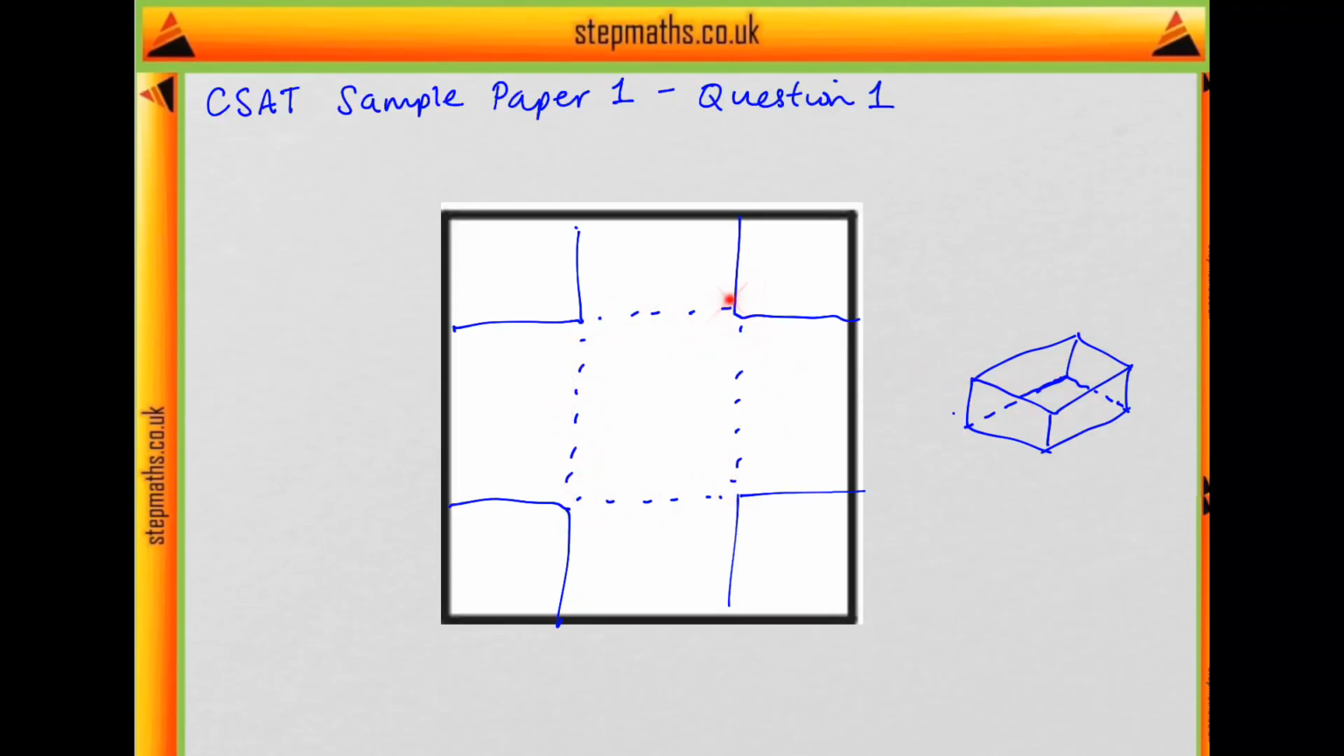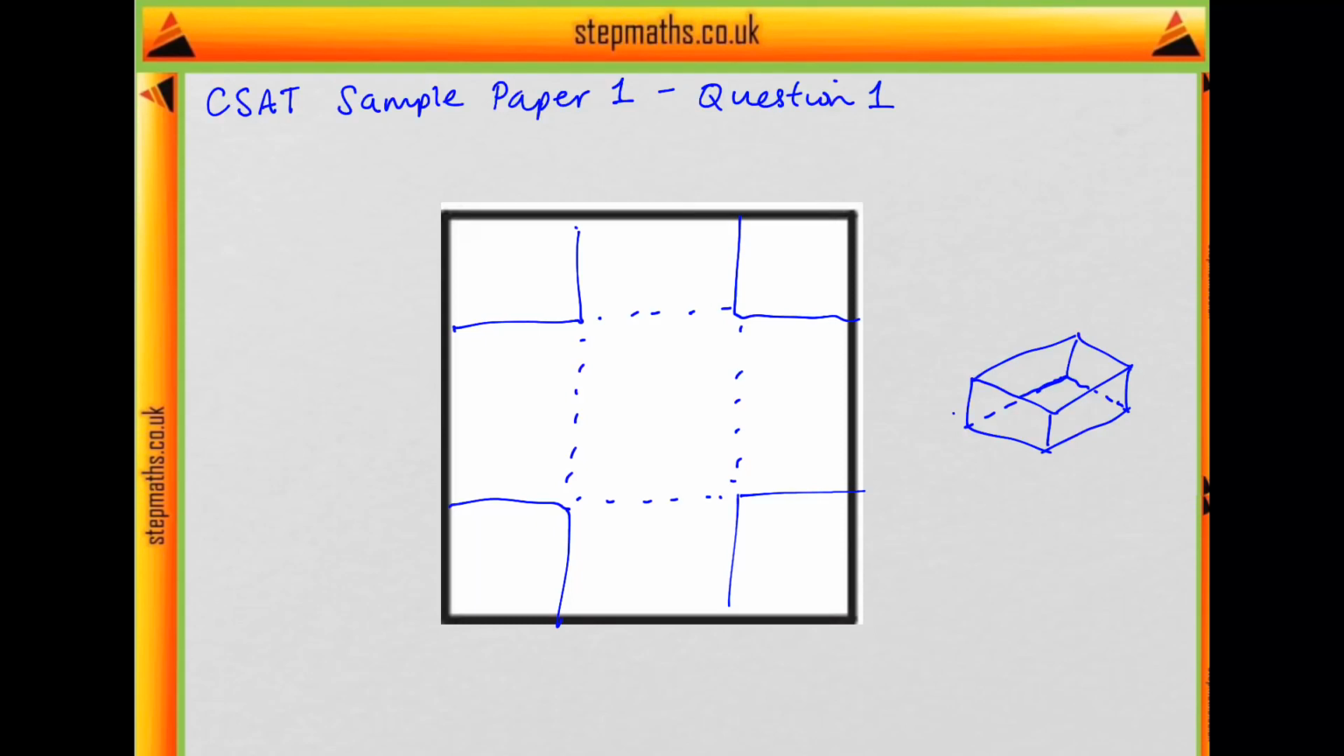This central part here is going to be the base of the box, and then by taking out these corners we've got all these flaps at the side, and those fold up and those make the edges of the box. And we've got to figure out the maximum possible volume of this box in terms of cubic centimetres. So if you want to have a go at this question yourself, pause the video now.